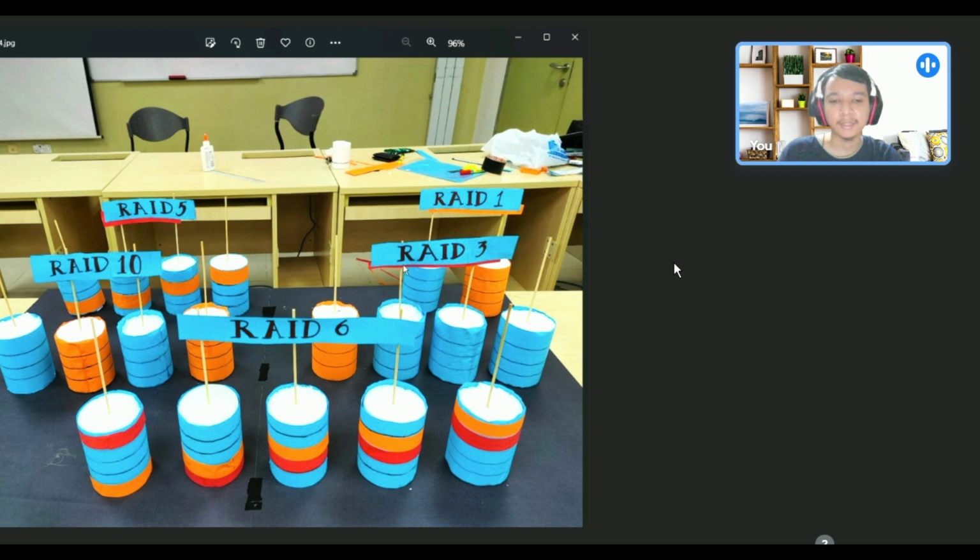Okay. So this is what the last and also the final product looks like. Final model looks like actually. And as you can see, there is the RAID 1, RAID 3, RAID 5, RAID 10, and also RAID 6.